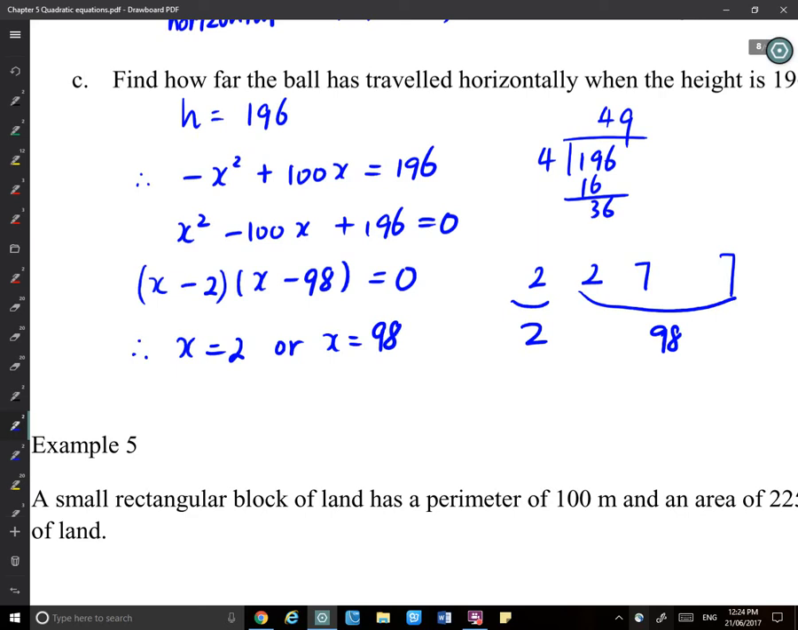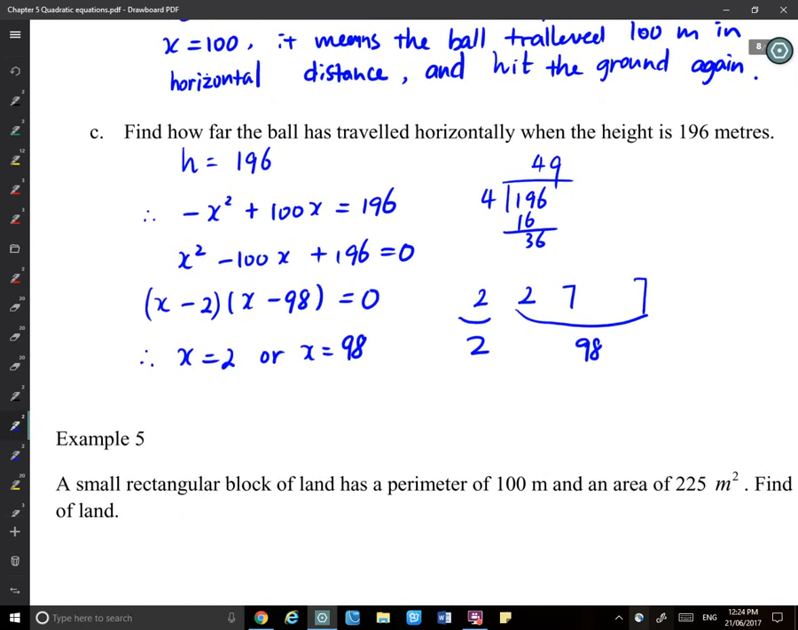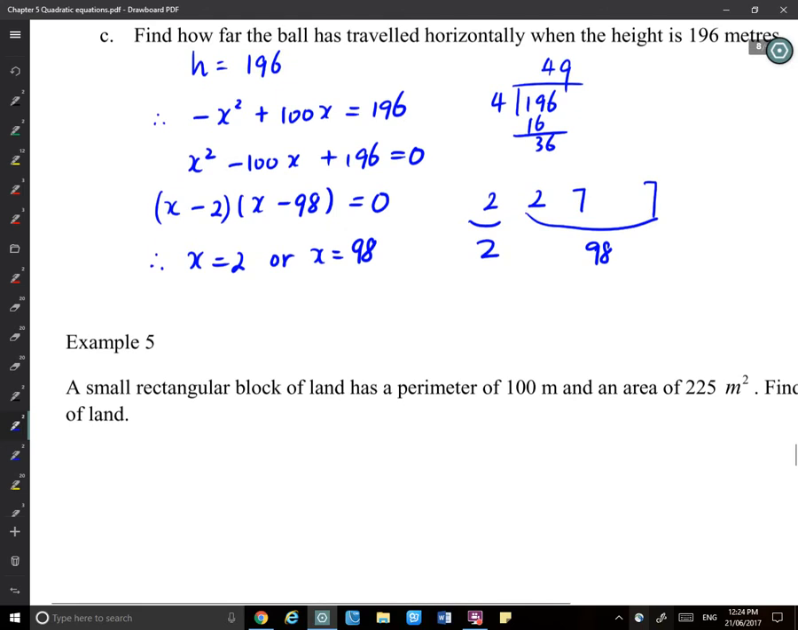So, we get the correct answer. Nothing is wrong with our answer, but this question was not really good, because some values are not really achievable. But our answer will stay like that: 2 meters horizontally and 98 meters horizontally.